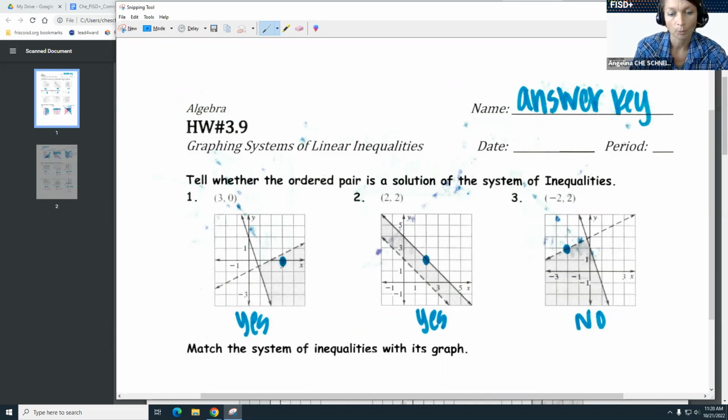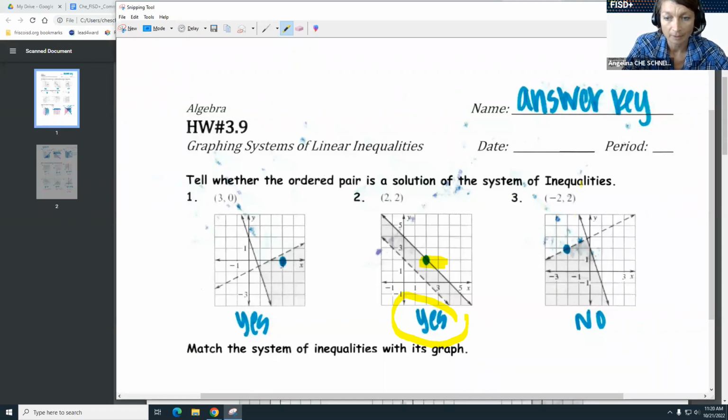On number 2, the point (2, 2) is placed onto the coordinate plane, and then you notice that it ends up being exactly on the line. So right here, the point is exactly on the line, and the line is a solid line. Therefore, we say yes, the point is a solution.